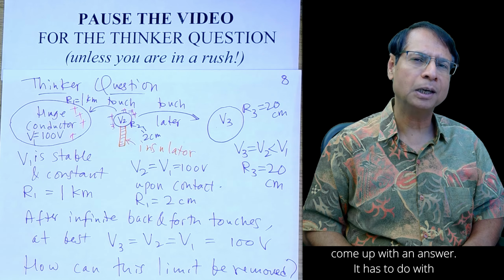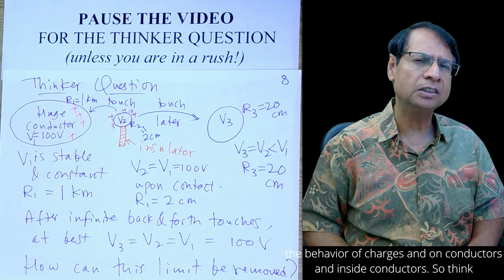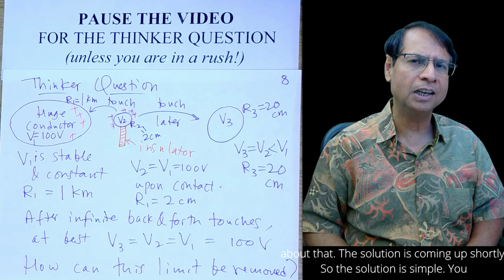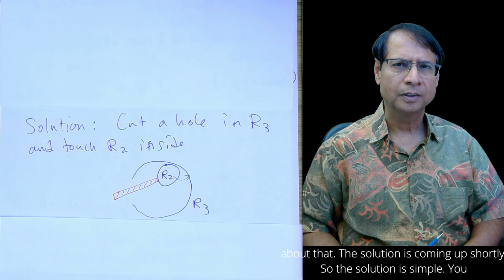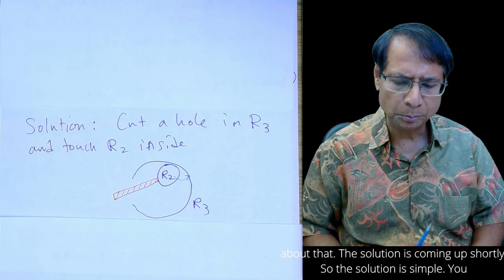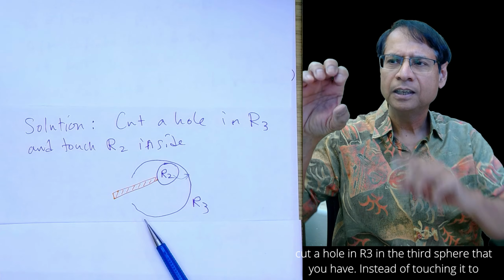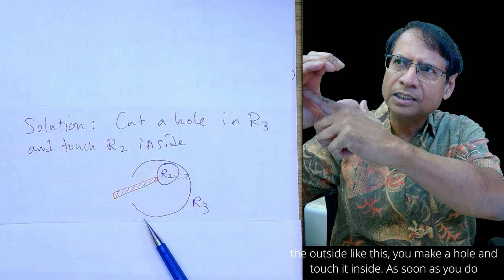So see if you can come up with an answer. It has to do with the behavior of charges on conductors and inside conductors. So think about that. The solution is coming up shortly. So the solution is simple. You cut a hole in R3, in the third sphere that you have. Instead of touching it to the outside like this, you make a hole and touch it inside.